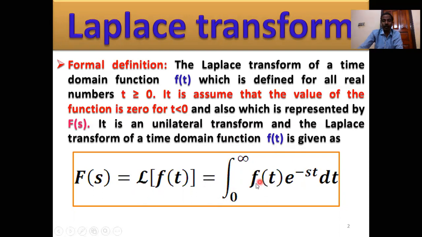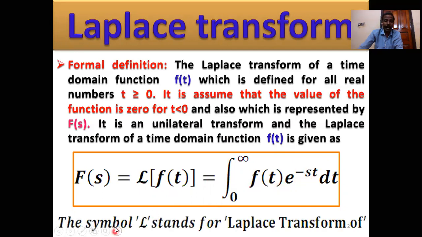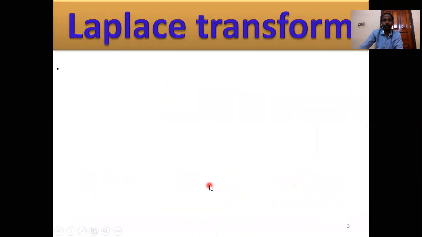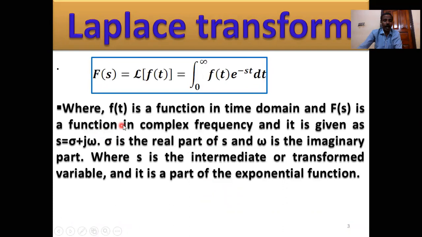The symbol L stands for Laplace transform of. So this is called the Laplace transform of the function f of t, where f of t is a function in the time domain and F of s is a function in complex frequency, and it is given as s equals sigma plus j omega.